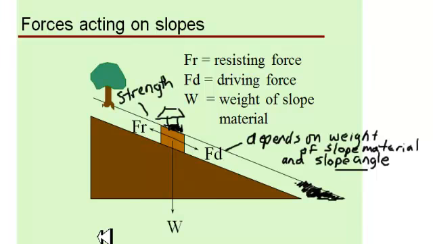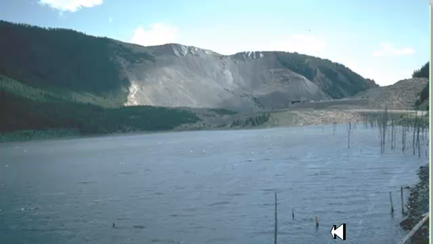Another thing that can affect the strength of the slope materials is earthquake shaking. And this huge area, this mountainside here, came crashing down and dammed up the Madison River in southern Montana west of Yellowstone National Park as a result of an earthquake in 1959 that triggered this huge rock slide. Right? So earthquake shaking can also be a trigger of mass wasting.